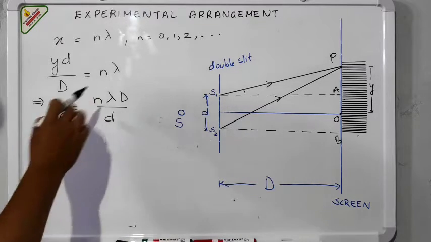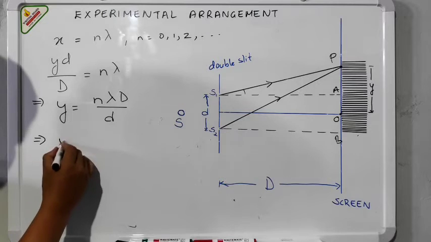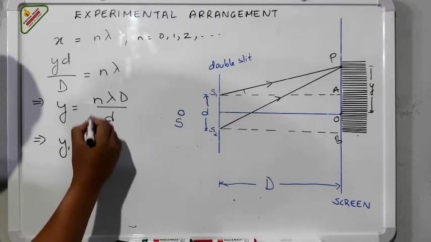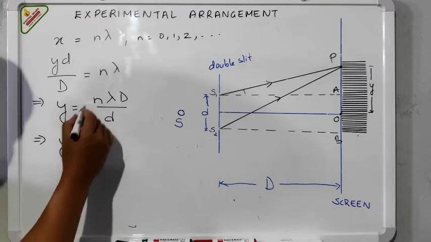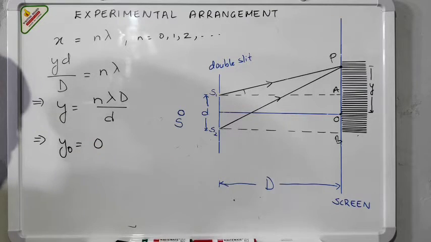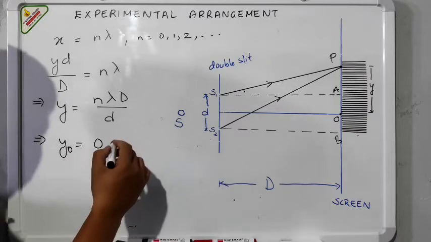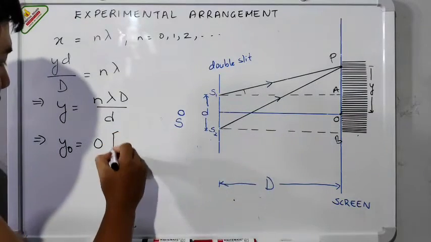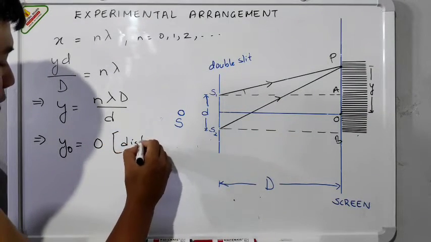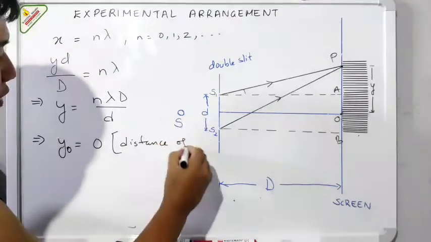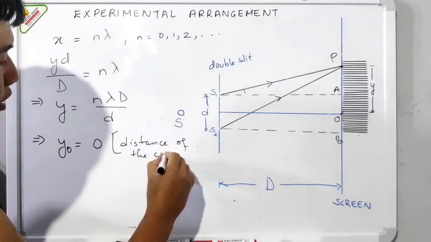If we put n equals 1, let it be y1. Y0 will be 0. Y0 is the distance of the central bright fringe.